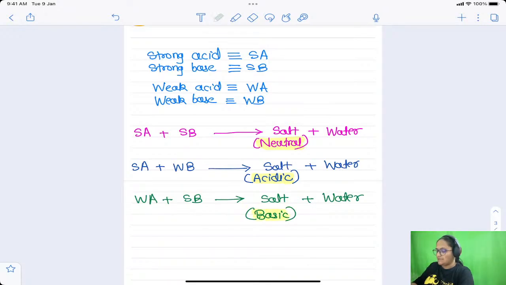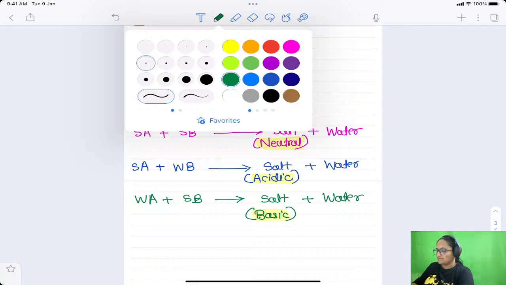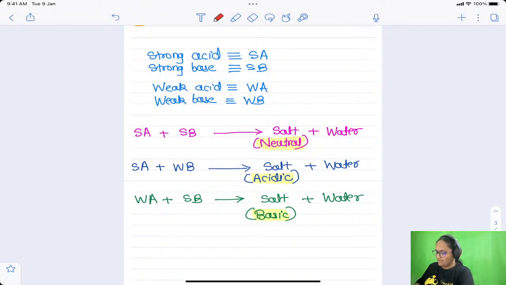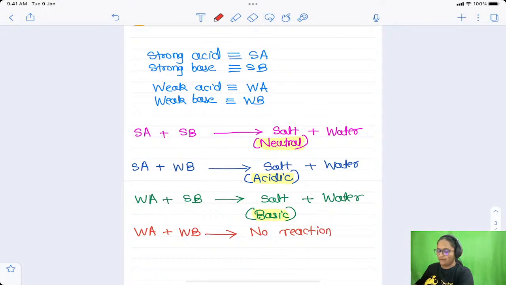And the last one, if you are using weak acid plus weak base, in this case there will be no reaction. Because out of these two, any one should be stronger in nature. If both of them are weak, then we will not get any salt formation. No reaction will take place.